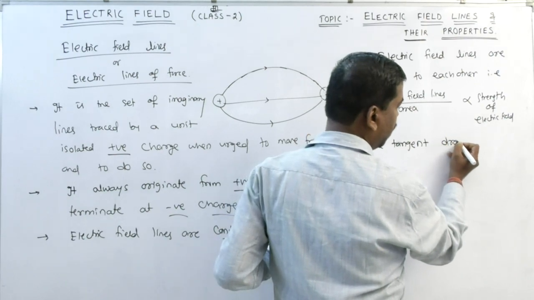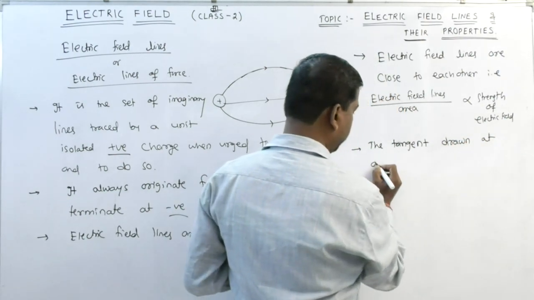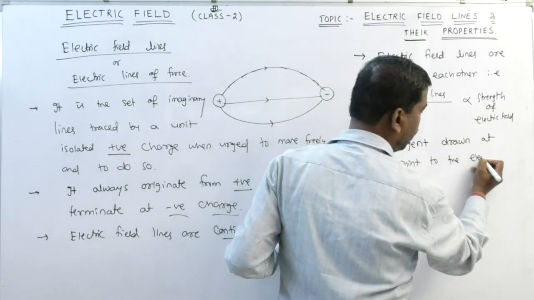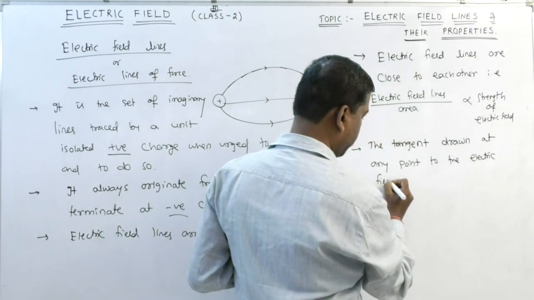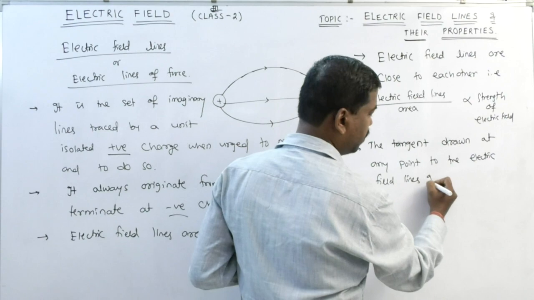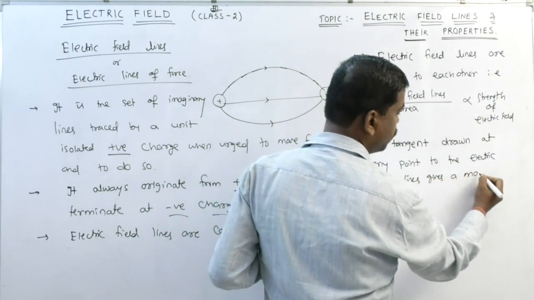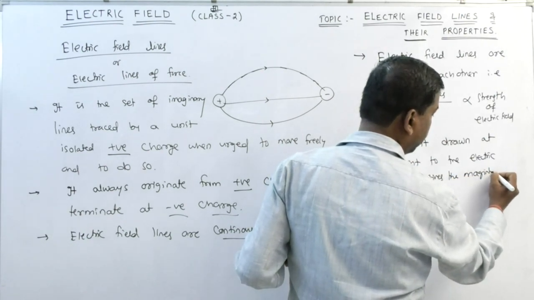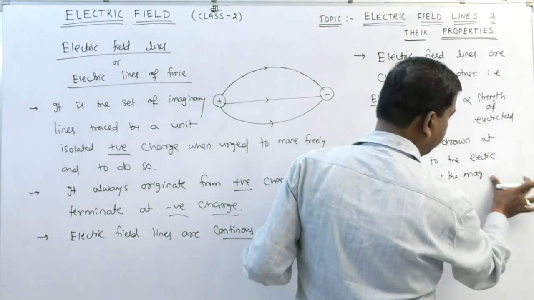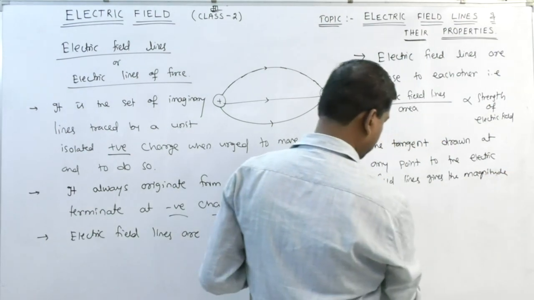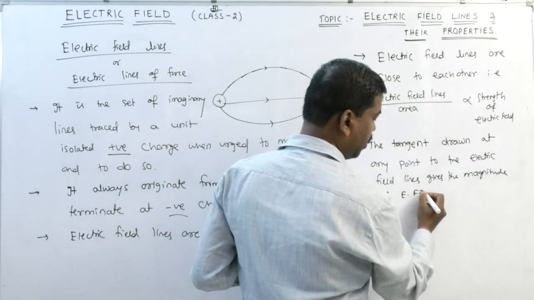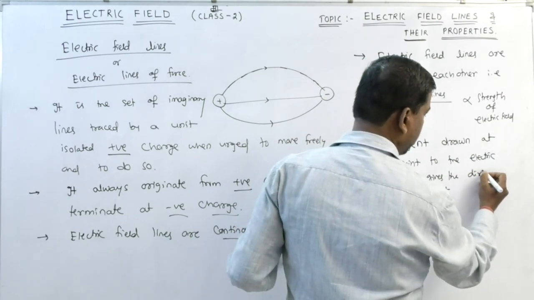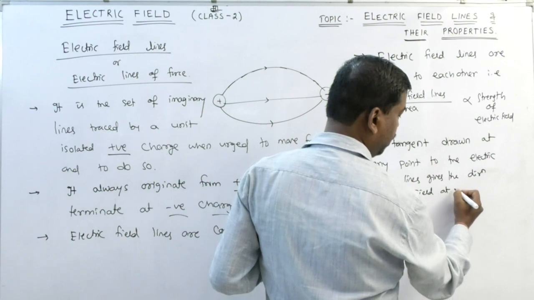The tangent drawn at any point to the electric lines of force gives the direction of electric field at that point.